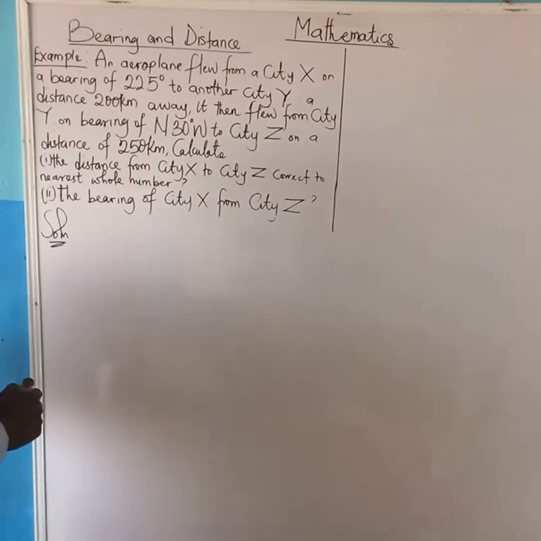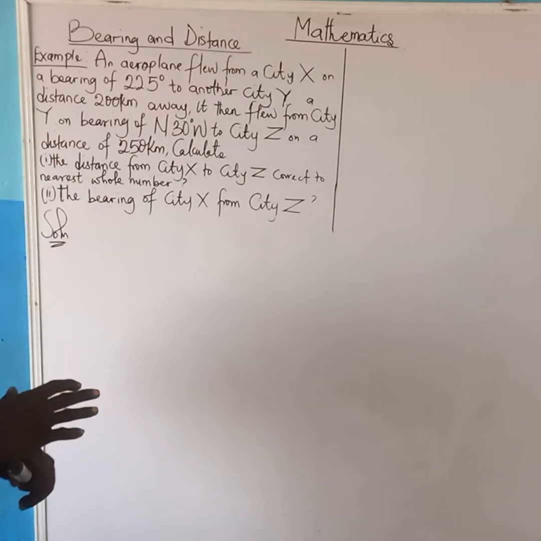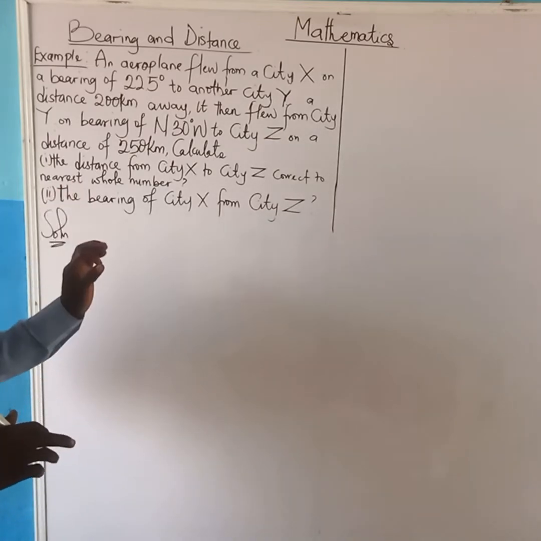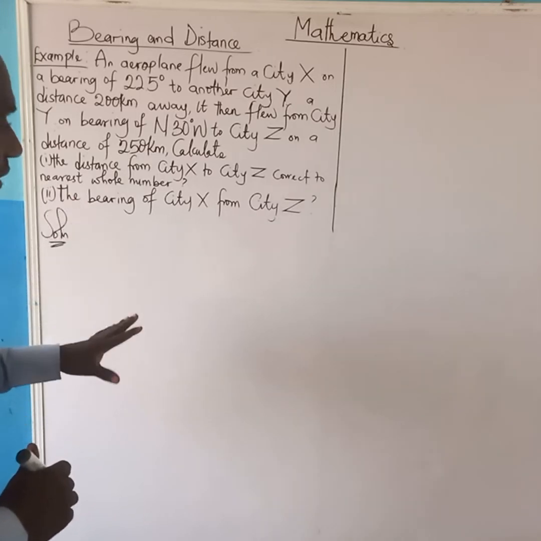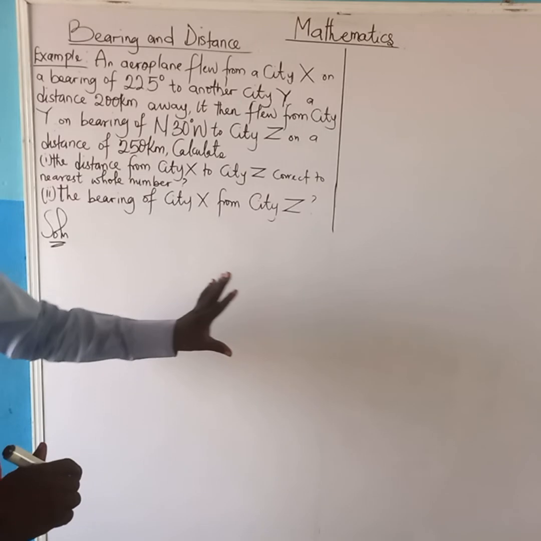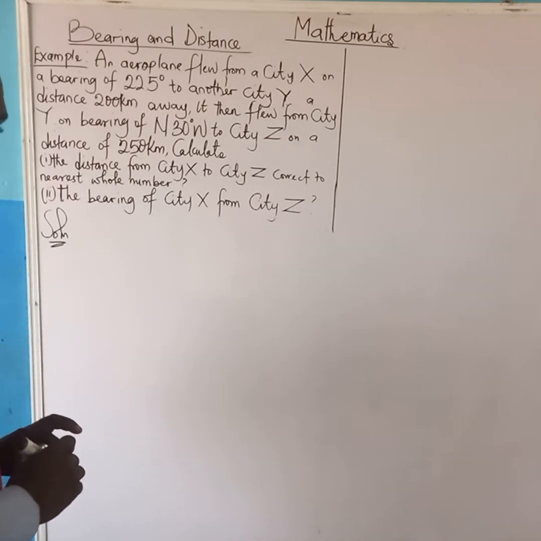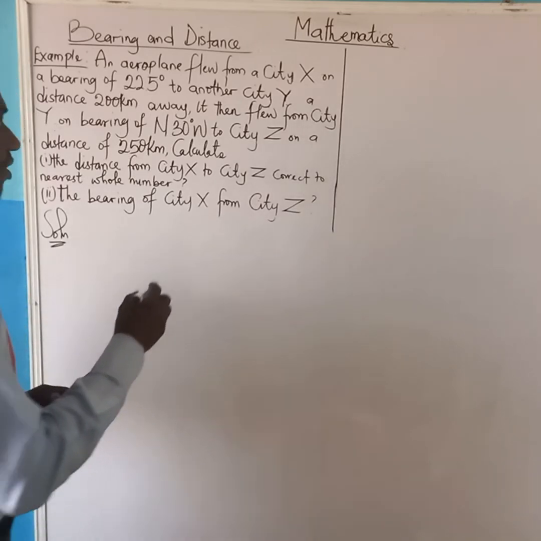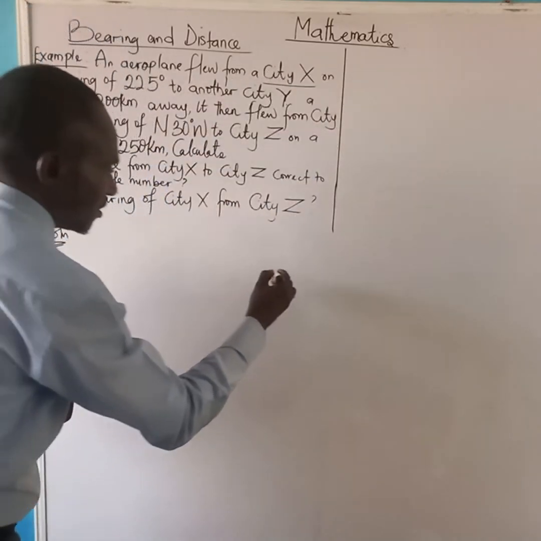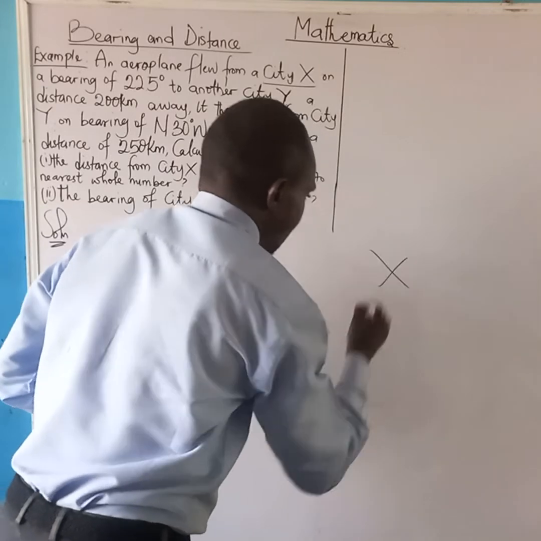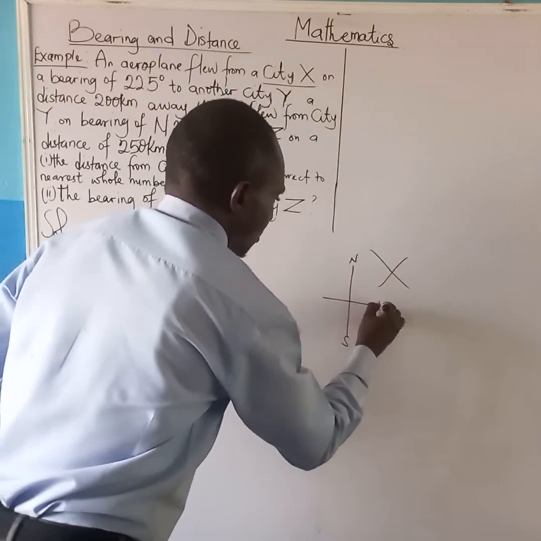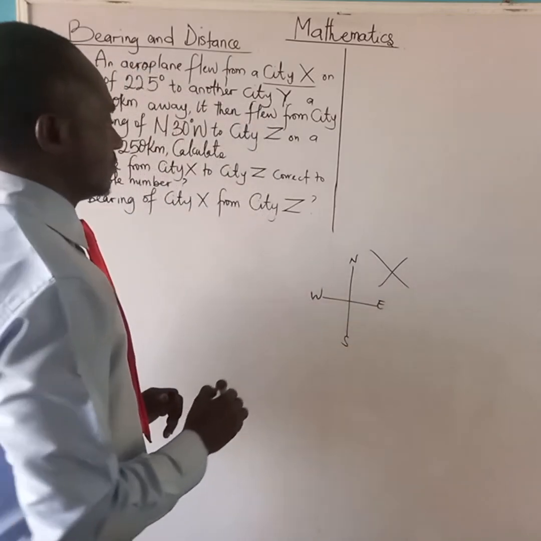Before we proceed, we will need to interpret this question in diagram form. That is the only way we can solve this question, because the formula we are going to use to solve this question has to do with a diagram solution. So I will start with the airplane flew from city X. Let's have a city X with the cardinal points of north, south, east, west.